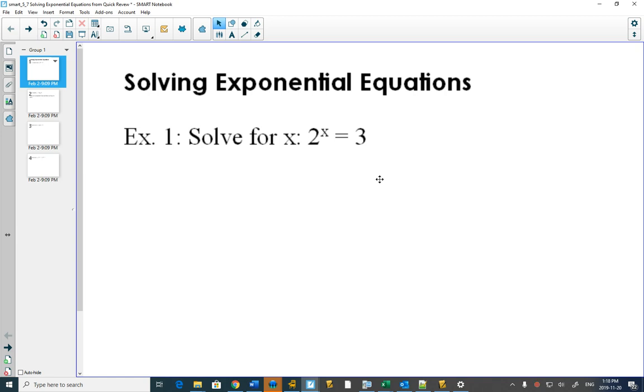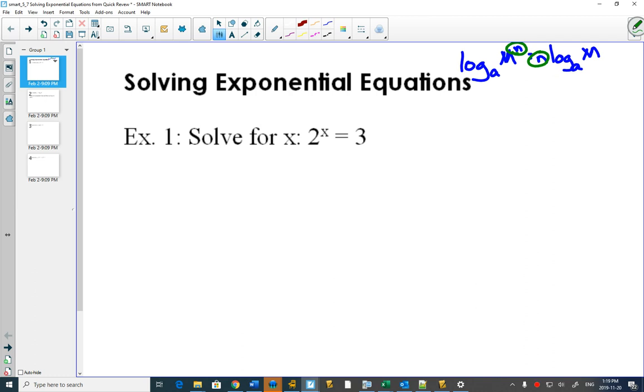Because of the key log law that we have: log a of m to the n equals n log a of m. What that log law does is take something that's an exponent and move it out of the exponent spot. And as soon as you move it out of the exponent spot, you change the question into an algebra question you've already solved before.